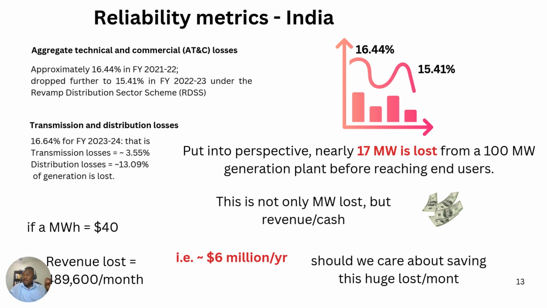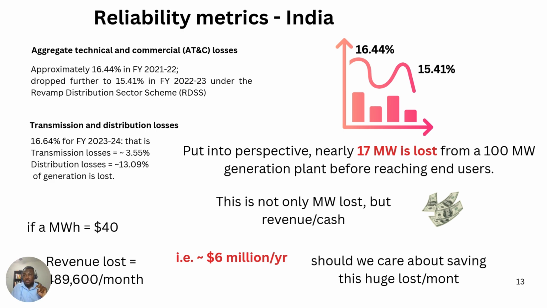Before it gets to the customer, you are already losing. Technical losses for transmission and distribution are 17%. 17% for 100 megawatts means that you are losing 17 megawatts. What does 17 megawatts mean? Every day is 24 hours. And then, for instance, let's say for every megawatt hour, the cost of electric energy is $40.